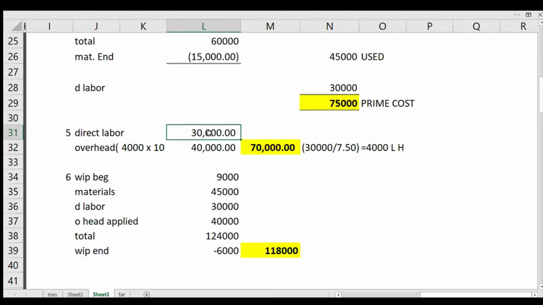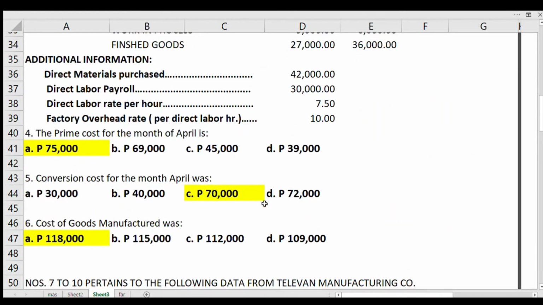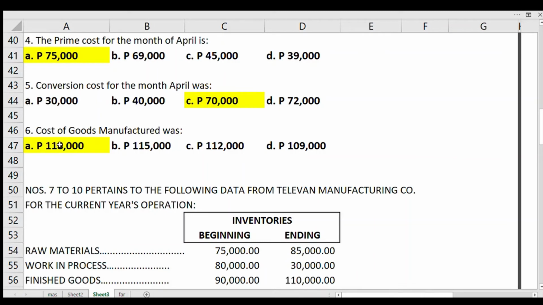So 30,000 direct labor plus 40,000 overhead is 70,000. So we have our conversion cost. Okay, let's label it conversion cost. So that's number 5 for everybody. Okay, so number 6, how much is our cost of goods manufactured? The answer is 118,000.